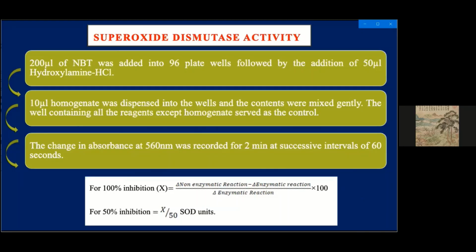Antioxidant activity was also checked by measuring the level of superoxide dismutase in the supernatant of the tissue homogenates of the mice administered with different microorganisms. As we know, superoxide dismutase converts nitroblue tetrazolium into formazan crystals which are insoluble, and they can be solubilized by the solvent hydroxylamine HCl, and that results in a purple blue solution, and the absorbance of this purple blue solution can be measured at 560 nanometers. So for measuring superoxide dismutase activity, we recorded the change in absorbance at 560 nanometers for 2 minutes at successive intervals of 60 seconds, and superoxide dismutase activity was measured according to the formula given as follows.